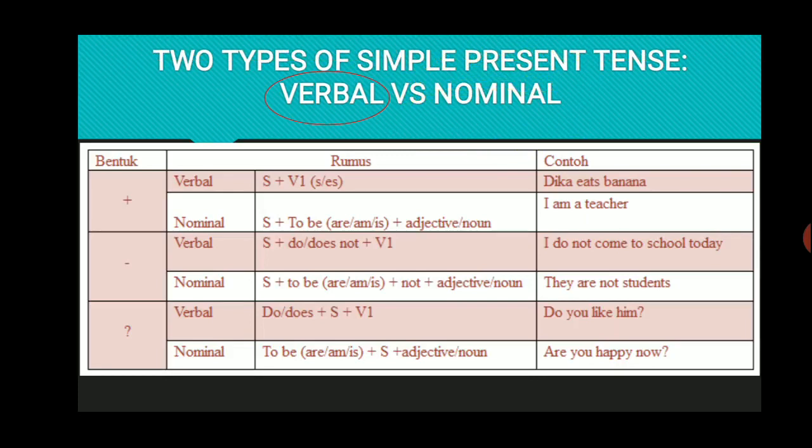Look at this table. Simple present tense verbal uses a verb. Look at the example. Meanwhile, simple present tense nominal doesn't need a verb at all. It means that we use an adjective or noun or adverb in the sentence, and don't forget to use to be. Look at the differences: with verb, without verb.